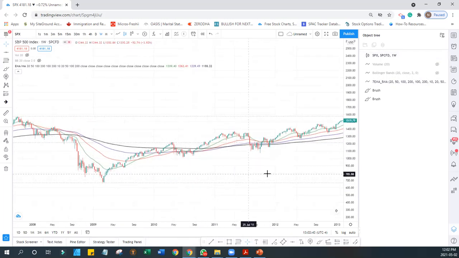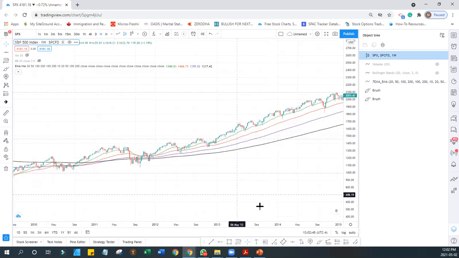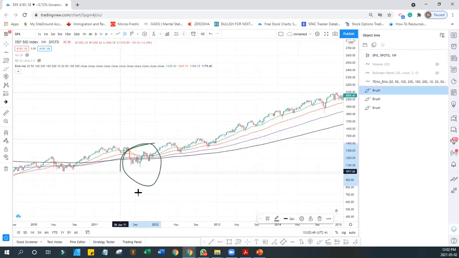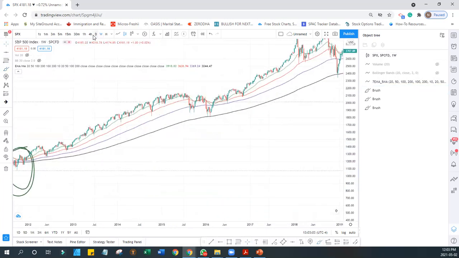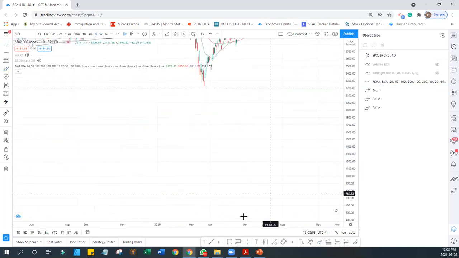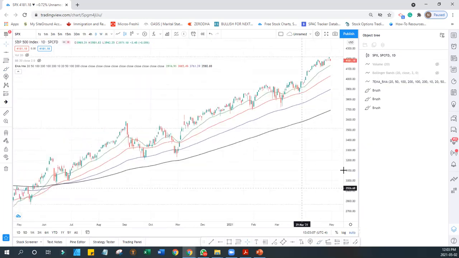Whenever you see this on the longer time frame, it is called a golden cross. When the prices are coming together, crossing each other, and the 20, 50, 100, and 200 are on a line, that range is a golden crossover. So this is weekly. Let's go for the daily.